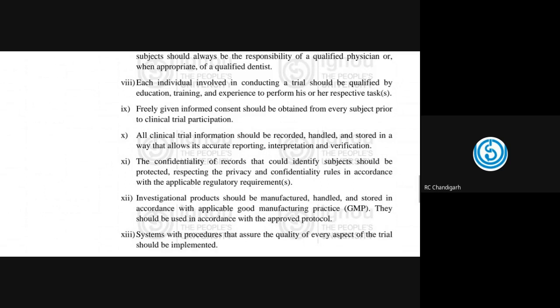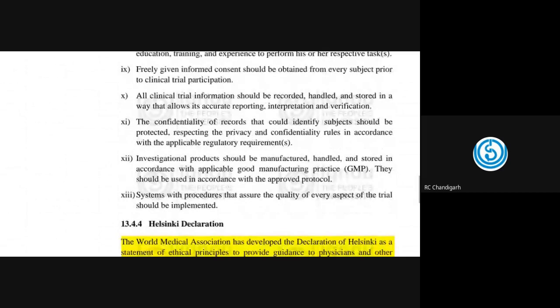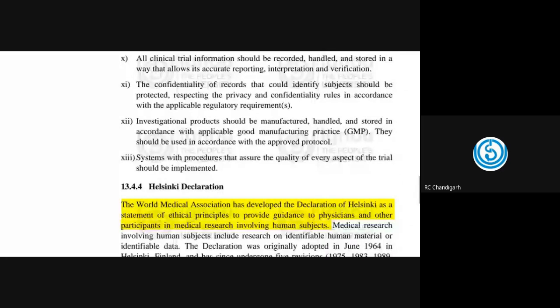Investigational products should be manufactured, handled, and stored in accordance with applicable good manufacturing practices. They should be used in accordance with the approved protocol. Systems with procedures that assure the quality of every aspect of the trial should be implemented.